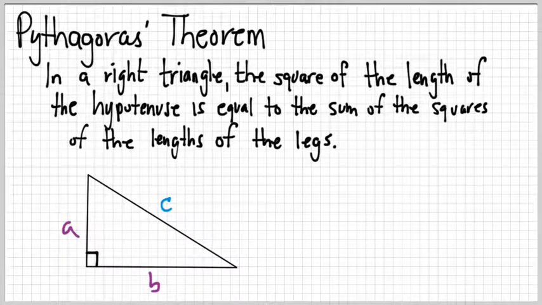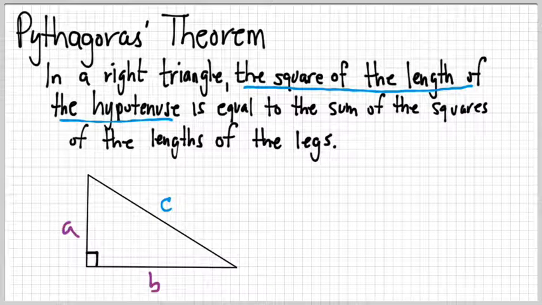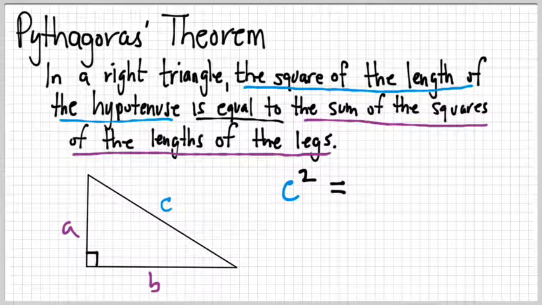And what this big jumble of words boils down to is a simple equation. First of all, we have the square of the length of the hypotenuse, so in this case that is C, so we have C squared because it's squared. The square of that hypotenuse is equal to, so we just put an equal sign, the sum, so that's adding, the squares of the lengths of the legs. So we're going to take A and B, square them and add them together like so. So C squared equals A squared plus B squared.